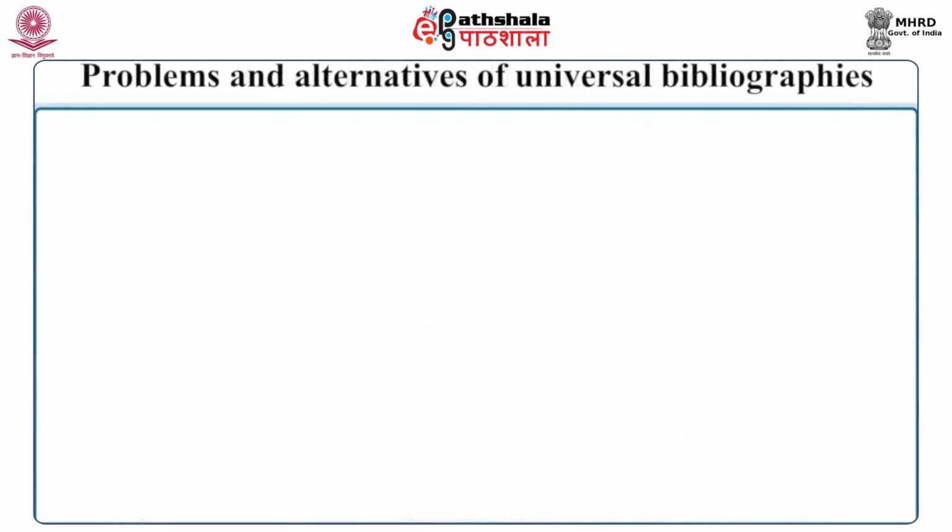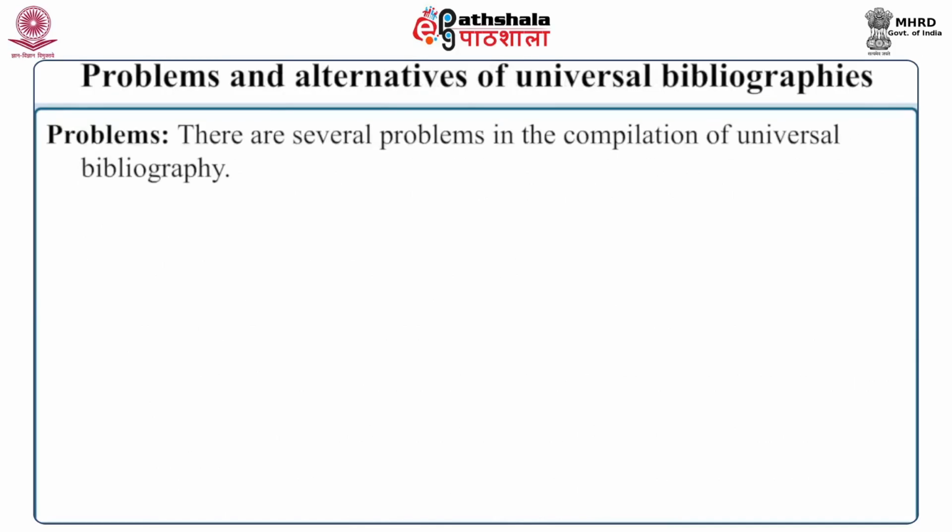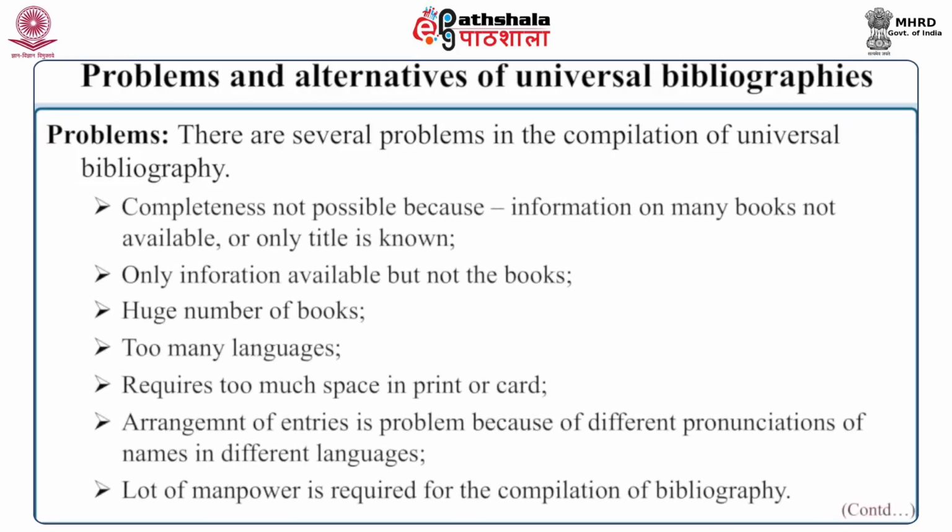What is the problem of compiling a universal bibliography? As the name itself indicates, universal bibliography means all publications in the entire world, which itself is an impossible task. Completeness is not possible. Only information is available, but not the books. Even with this information, if we prepare catalog cards, that will take acres of land just to store them. Then arrangement of entries is also a problem. A lot of manpower is required for the compilation of a universal bibliography.